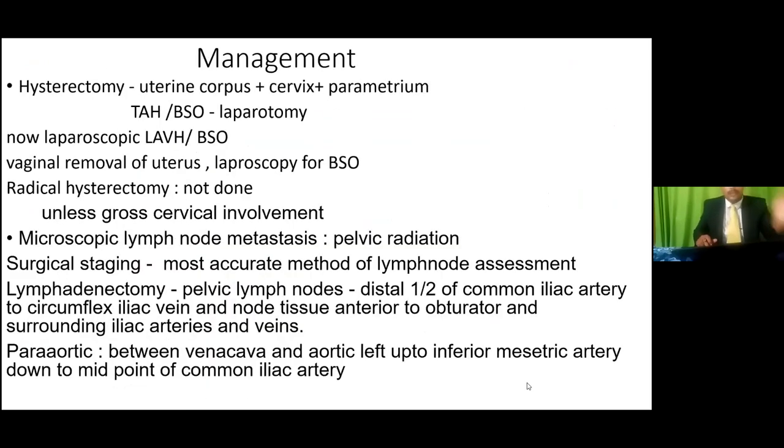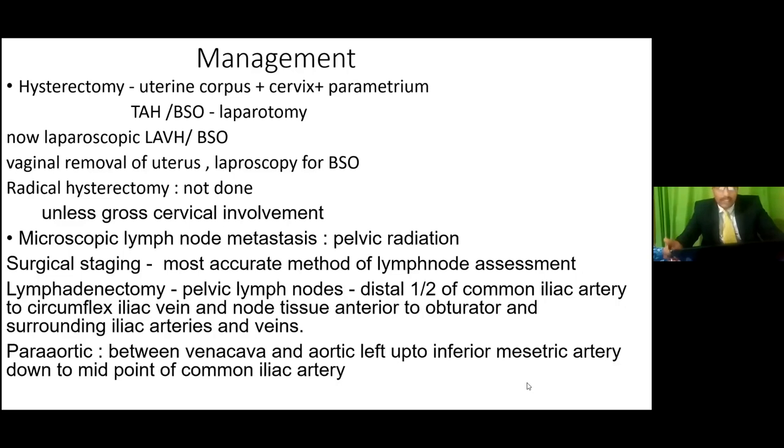This is the same thing. Coming to the management of carcinoma of the endometrium, the main role of management is surgery. The surgery is hysterectomy, removal of the corpus, cervix and parametrium, that is total abdominal hysterectomy and bilateral salpingo-oophorectomy, either by laparotomy or laparoscopy, that is laparoscopic hysterectomy and bilateral salpingo-oophorectomy by laparoscopy.